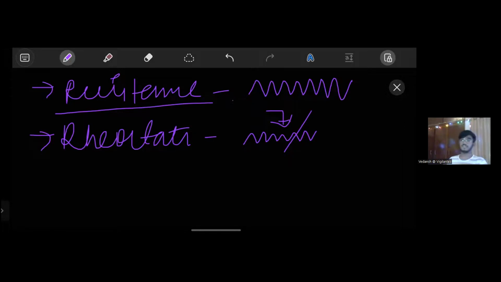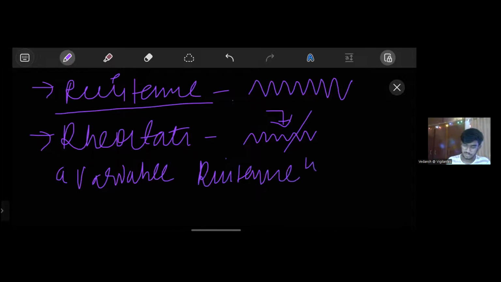Rheostats are basically variable resistances. Let's say there is a resistor of 2 ohms. That is the specific quantity of a resistor, right? But in rheostats, this quantity is not actually specific. It changes. If you just change the knob of that particular rheostat, it changes its resistance. So that is why it is known as variable resistance, whereas this thing is known as constant resistance.